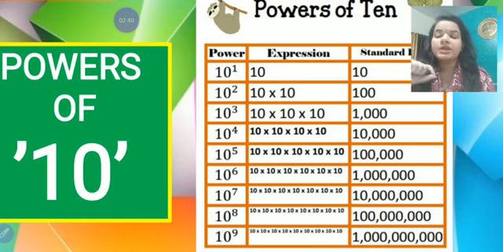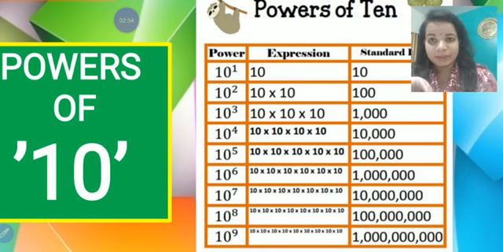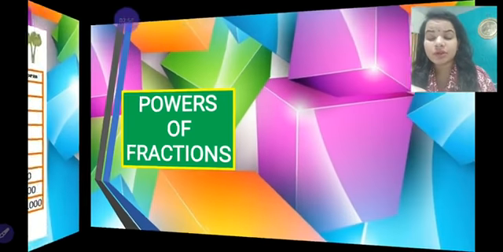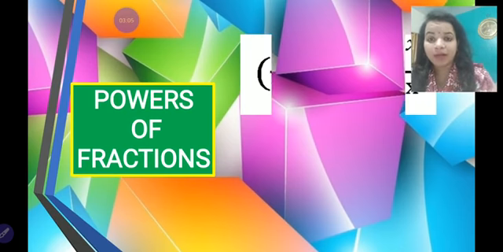Clear, children? See, if you have 10 to the power 9, so this means you will write 9 zeros after 1. So no need to multiply it. You can get your answer directly. I hope this thing is also clear to you. Now next, moving on to powers of fraction. What if you get a fraction and you have any exponent to that?